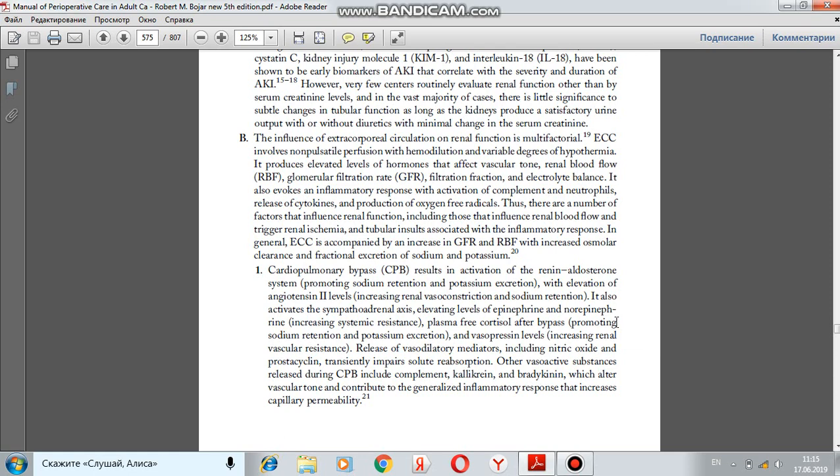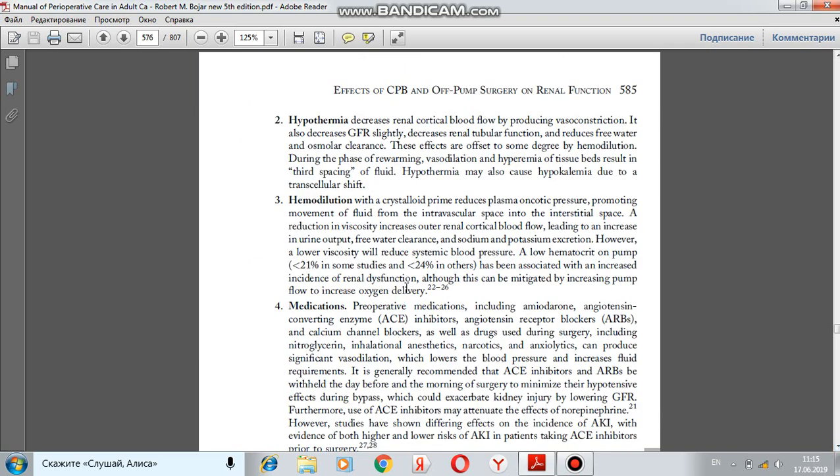Release of vasodilatory mediators, including nitric oxide and prostacyclin, transiently impairs solute reabsorption. Other vasoactive substances released during cardiopulmonary bypass include complement, kallikrein, and bradykinin, which alter vascular tone and contribute to the generalized inflammatory response that increases capillary permeability. Hypothermia. Hypothermia decreases renal cortical blood flow by producing vasoconstriction.